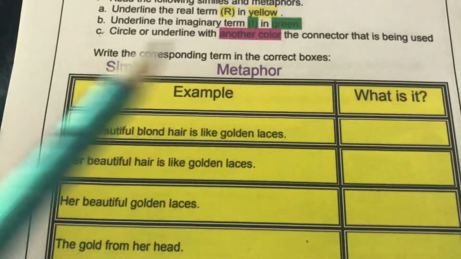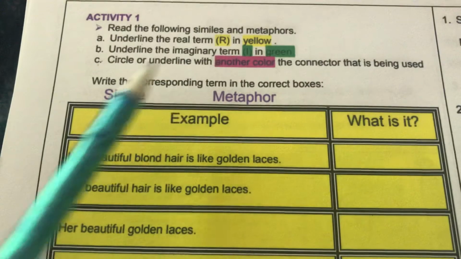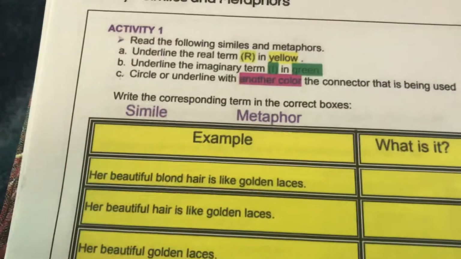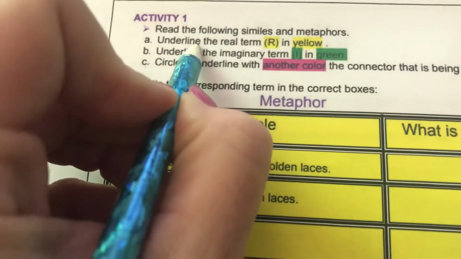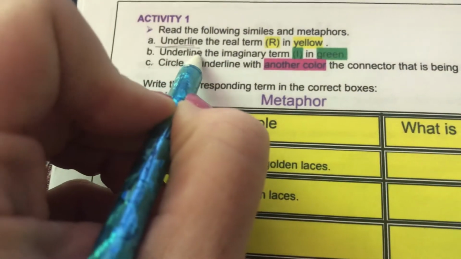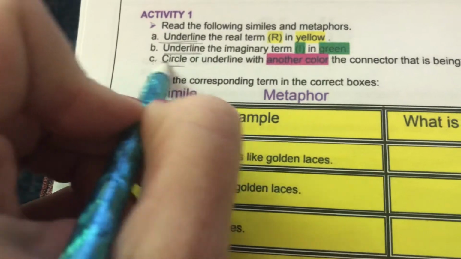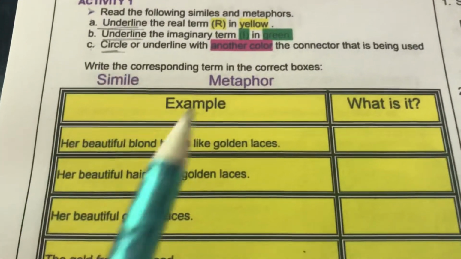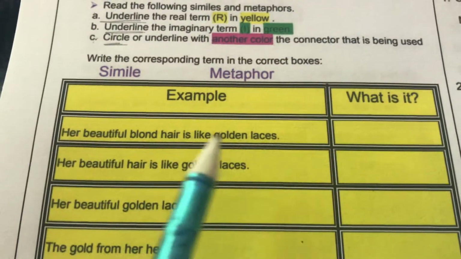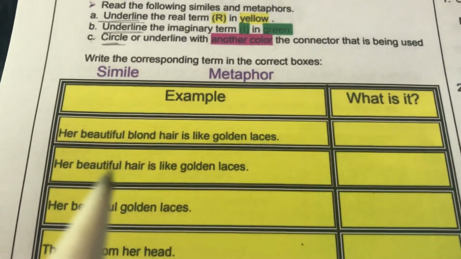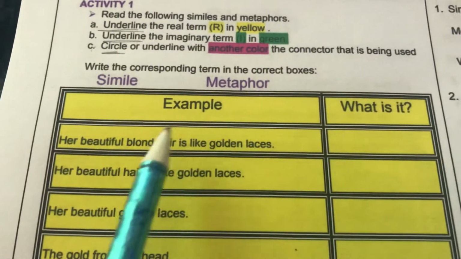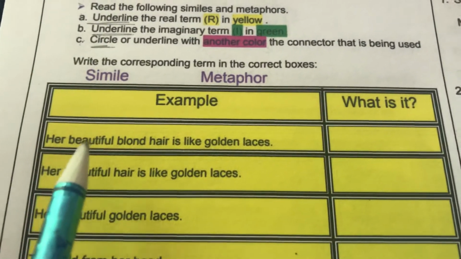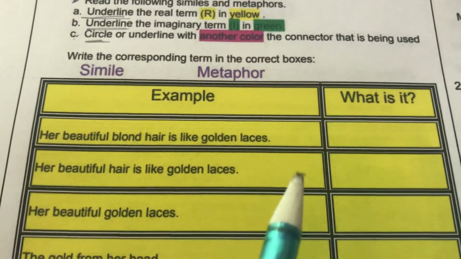Now, it might be a little tricky because this is in yellow, so you may not be able to see your real term. So I think I may just underline the real term and then underline the imaginary term, and then I might circle the connector since I have a pencil. Okay, let's just read this first one. Her beautiful blonde hair is like golden laces. Okay, first of all, I'm going to read that again, and I want you to listen very carefully. I just heard something that gave it away. Her beautiful blonde hair is like golden laces.